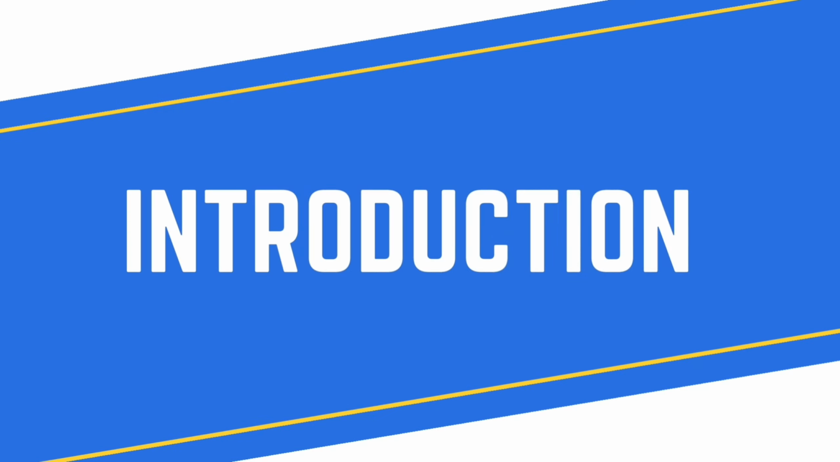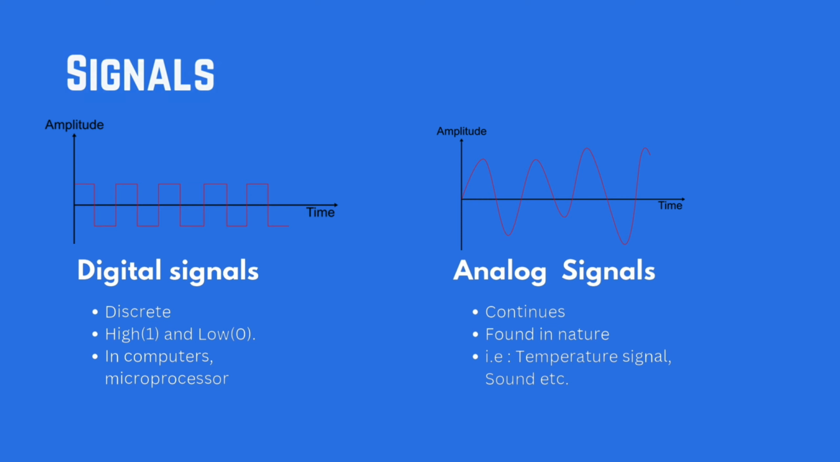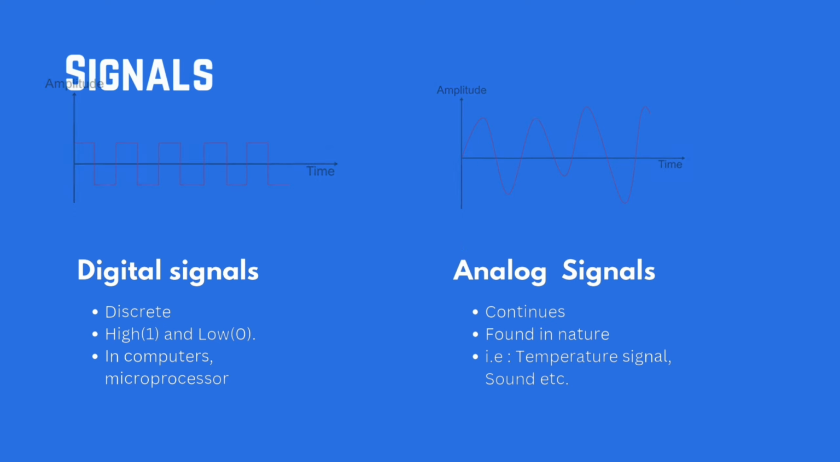We know there exist two types of signals, which are digital signal and analog signal. Digital signals are discrete. They are in the form of high and low, or we can say 0 and 1s. Mainly, the digital signals can be found in computers and microprocessors, whereas the analog signals are continuous and are everywhere in nature. Some examples can be temperature, sound, etc.